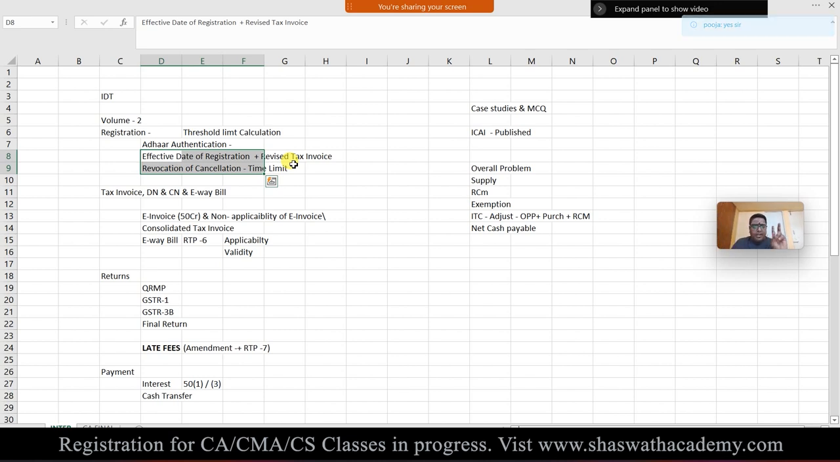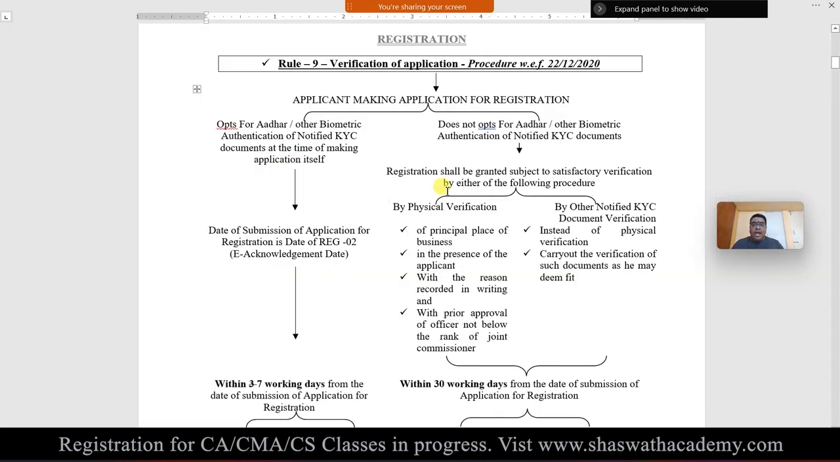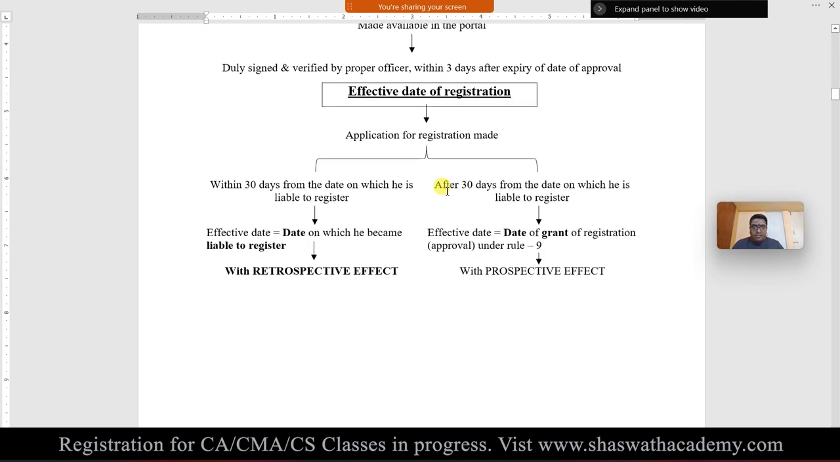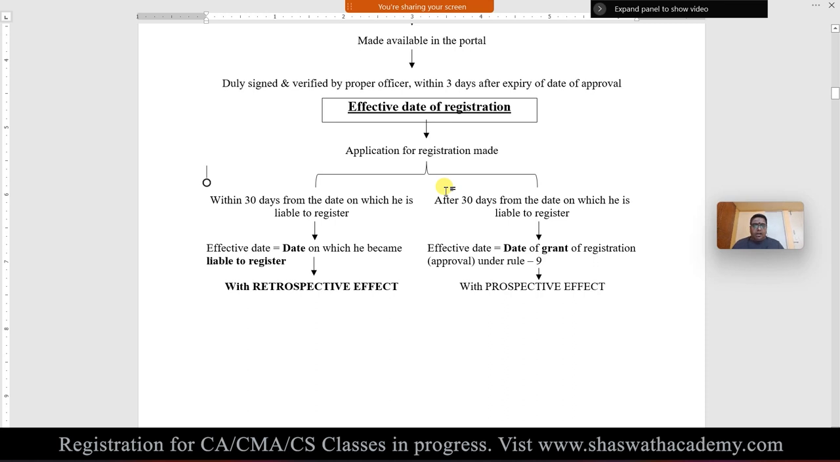My dear, effective date of registration can be linked with revised tax invoice. Have it deeper in you. Let's go for revised tax invoice. Effective date. Look at this, my dear. What is the effective date of registration? If the application for the grant of registration is made within 30 days or after 30 days?